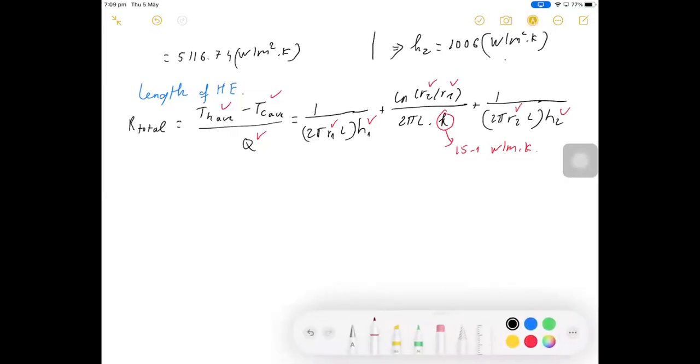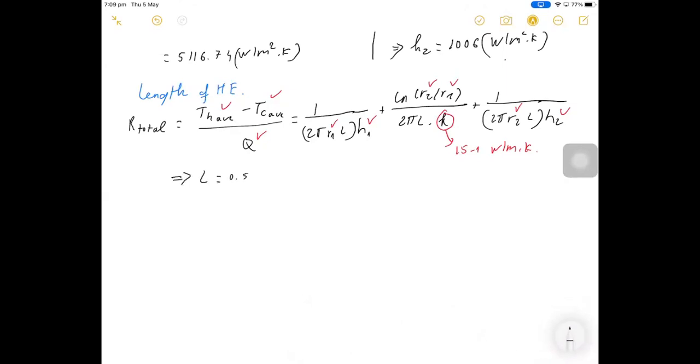Okay, so based on this one, you see only L is unknown. So you will have L here is 0.52 meter, or 520 millimeter. Okay, you have 520 millimeter, right?